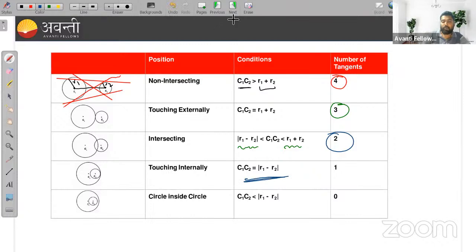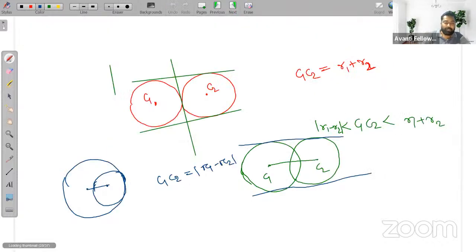C1C2 is equal to mod of R1 minus R2, and in this case only we can draw only one common tangent. Okay guys, in this case only we can draw only one common tangent. Is that clear to everyone?